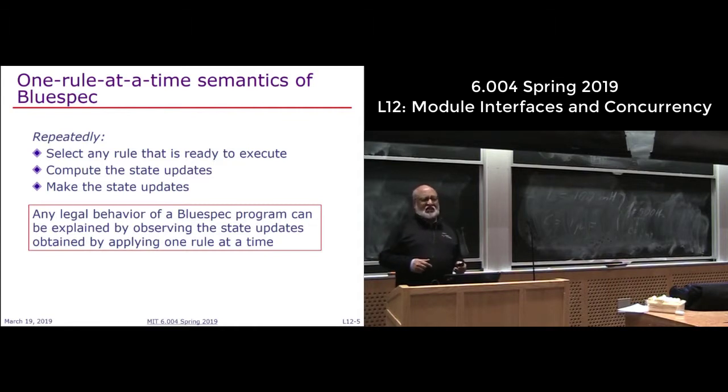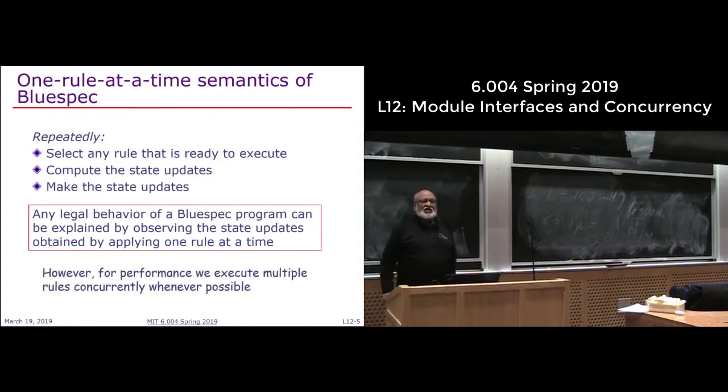But then, for performance reasons, we may want to execute many rules together. So I'm setting up an abstract problem for you. The problem simply is that I have multiple rules, many of them are ready to go. Bluespec semantics says do it one at a time. And if I do it one at a time, I get some answer. I do them concurrently, whatever that means. I'll explain that in a second, right?